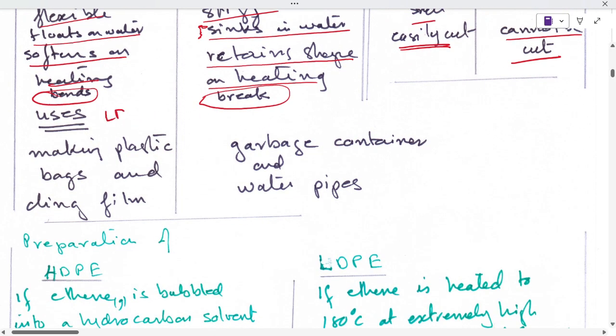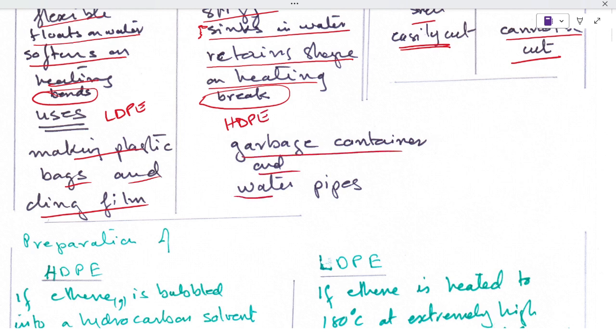LDPE is used for making plastic bags and cling films, whereas high density polyethene is used for garbage containers and water pipes. There are many other uses also, but these are some of them which I have written.